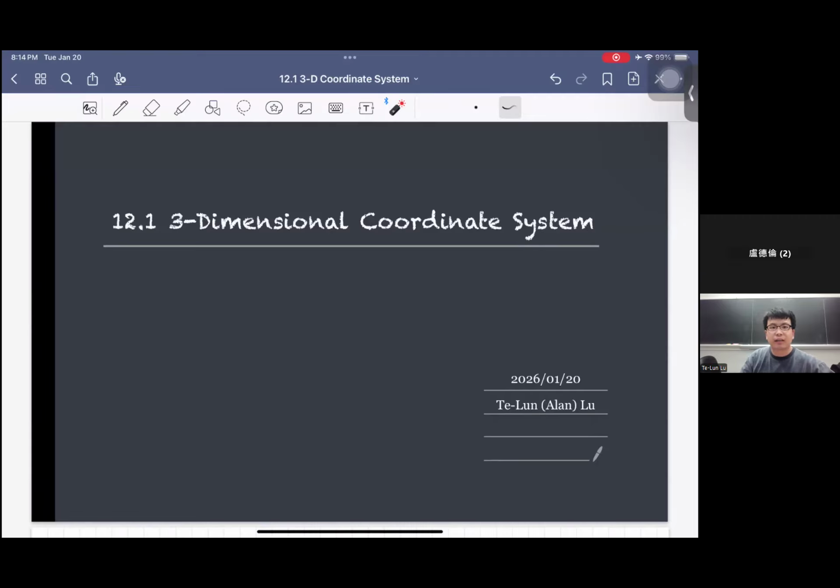Right. Hello, guys. So this will be your first lecture. As mentioned in the introduction, we are going to be discussing three-dimensional geometry in our first chapter, chapter 12. The first section, 12.1, is called the three-dimensional coordinate system, which is how we describe the three-dimensional setup in terms of rigorous mathematical language.